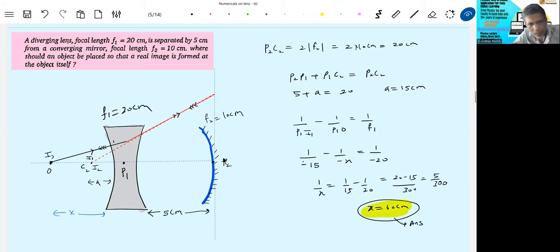So you should keep the object at a distance of 60 centimeters from the concave lens so that the final image will be formed by the object itself. I am really taking help of ray diagram. Without ray diagram also you can solve, but that will be more lengthy, very complicated, with more possibility of going wrong. So I'm taking my experience, and I suggest that you have a ray diagram background. It will be very easy for you to analyze things.